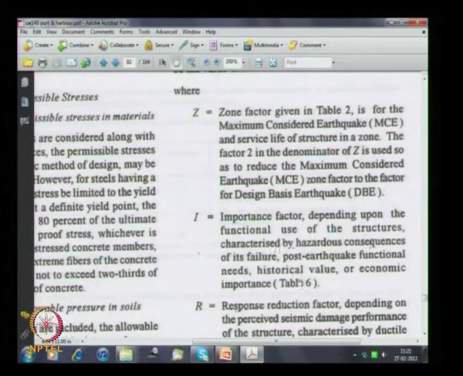Importance factor I already applied, it depends on the hazardous consequences of failure. Water tanks are designed for very high importance factor, also schools, public buildings, libraries, temples, common markets. We have to design for malls also, because most of the people are there in the mall. Hazardous consequence of failure means dams. If there is a failure of a dam, it will create a lot of problems. So those things we have to see.